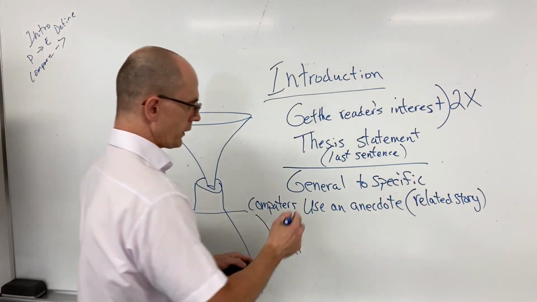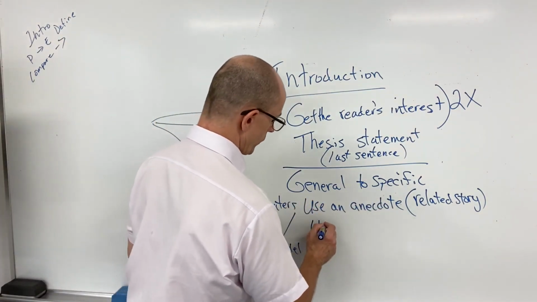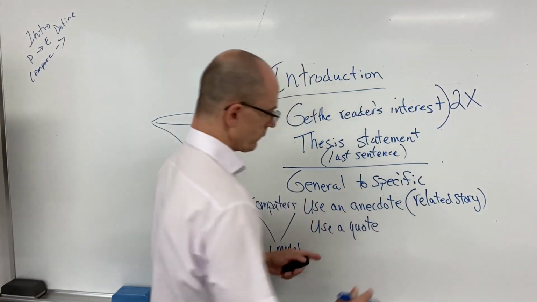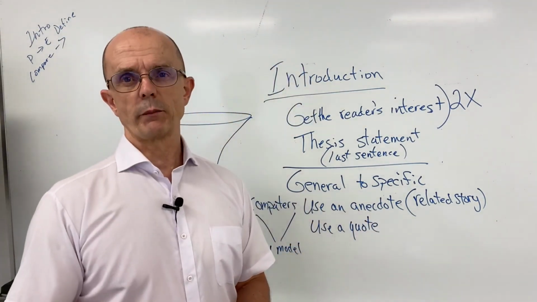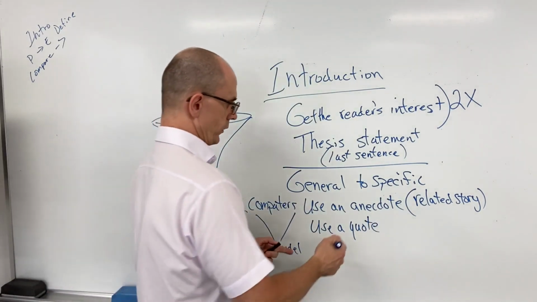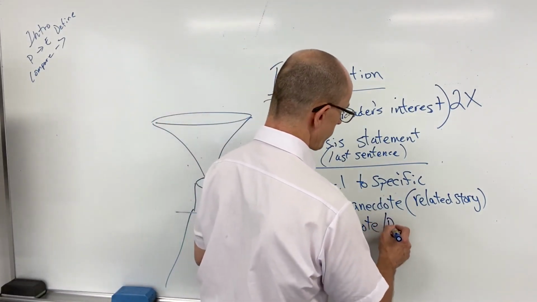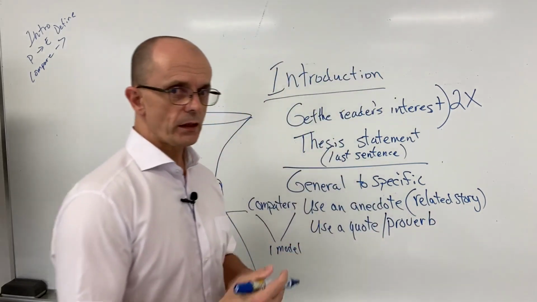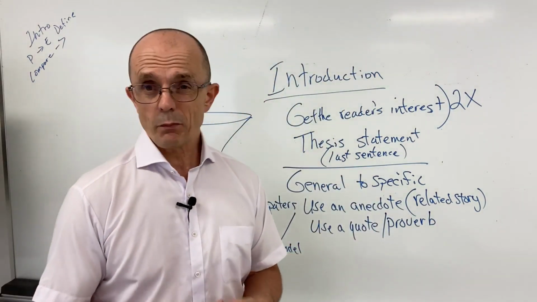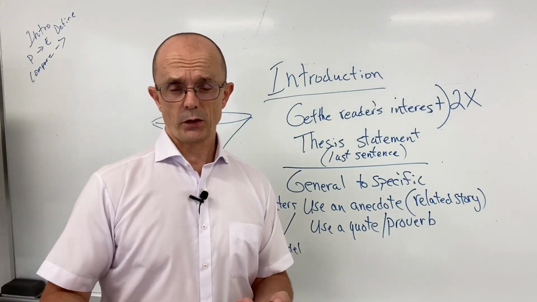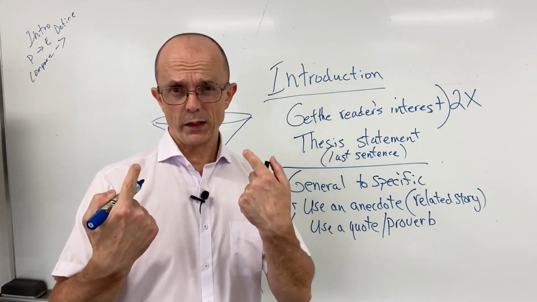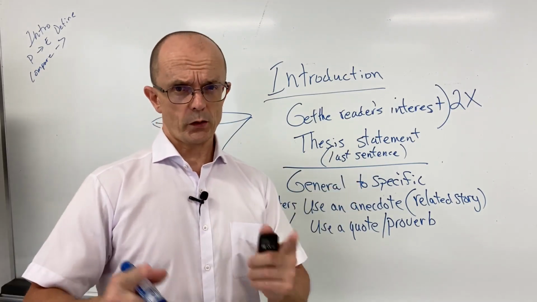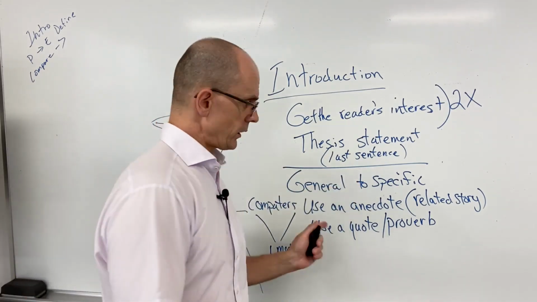Okay, so I can use an anecdote. I can also use a quote. I can use a quotation, or even a proverb, something that's famous that lots of people know. So quotation is something someone said or someone wrote. It could be something from anyone. It could be something your teachers said, like I'm always saying writing is easy. Professor Williams says writing is easy. Well, we could use that.